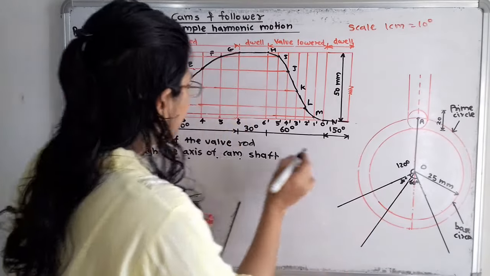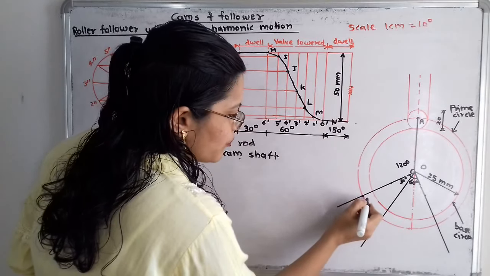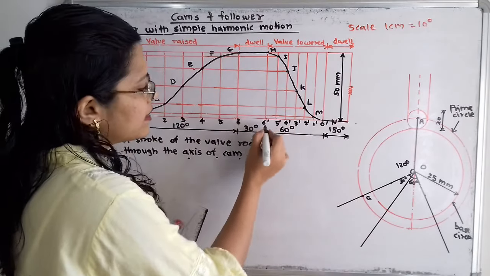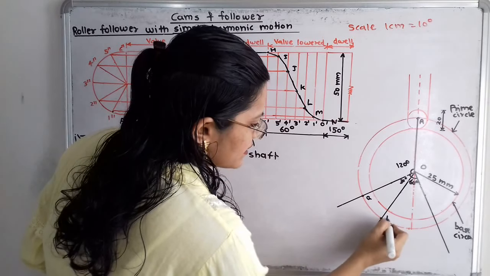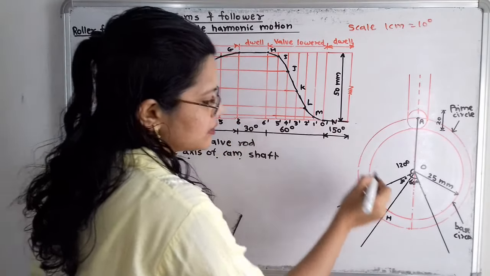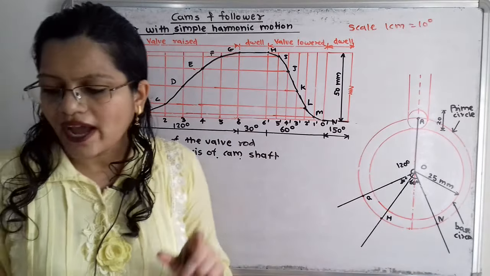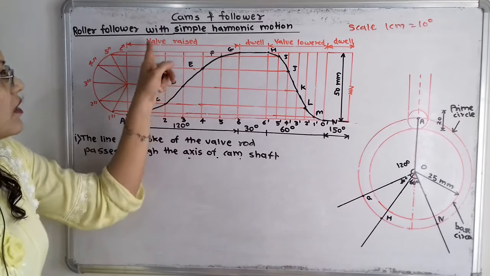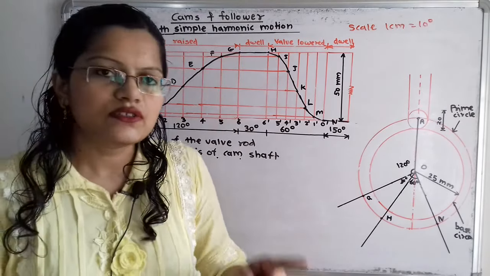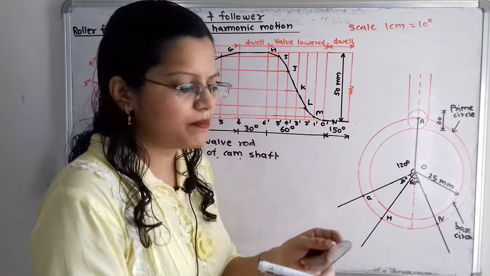Now here at this point 6 there is the point G. So I will select it as point G. Then at the end of the dwell period again here is the point H. So I will select the point H, and the last point is the point N. So I will select here the point N. As we made 6 equal parts for the valve raise and valve lower, in the same way we have to make 6 equal parts.